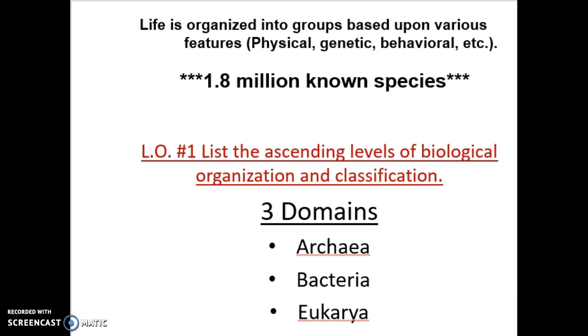But to start with, all living things, those 1.8 million known species, are grouped into one of three different domains. Now, domains are very broad, big, large categories. They're not real specific. They're very general. The three domains known to science today, which is most likely going to change in the next 10 to 15 years, are the domain Archaea, the domain Bacteria, and the domain Eukarya. Okay? Every living thing goes into one of those three domains.